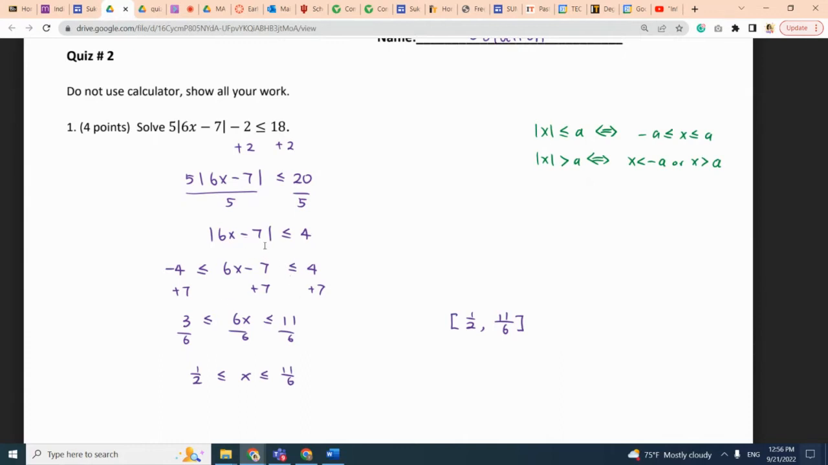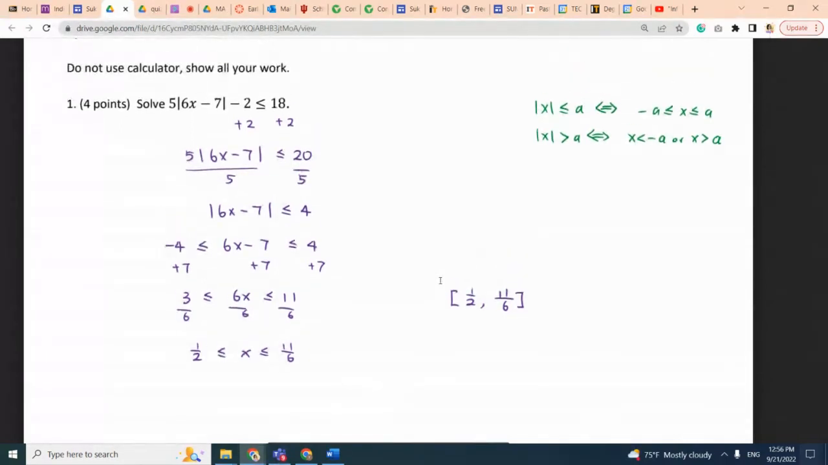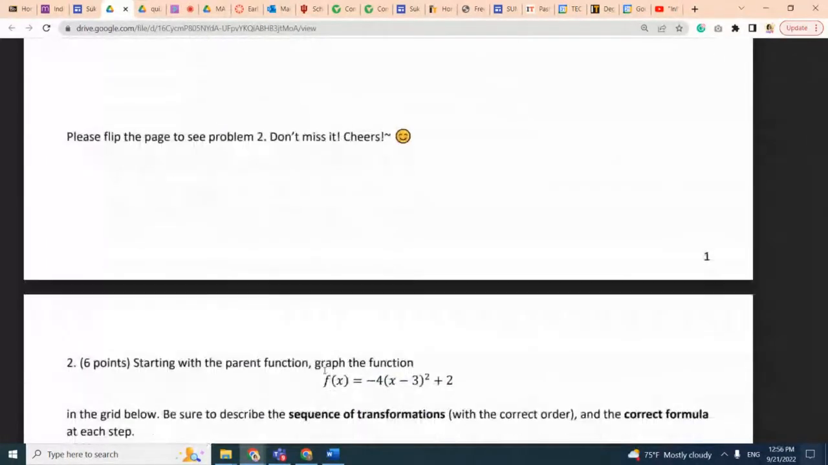So that's why here, distance smaller than or equal to 4. So when you break the absolute value, you have 6x minus 7 is between negative 4 and 4. And then both, add 7 and then divide by 6. So our answer is from 1/2 to 11/6. Okay, so that is the first problem.